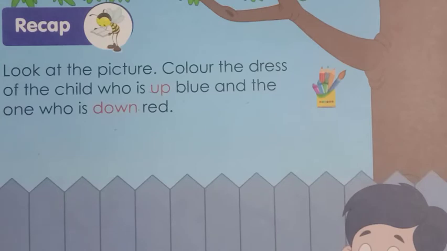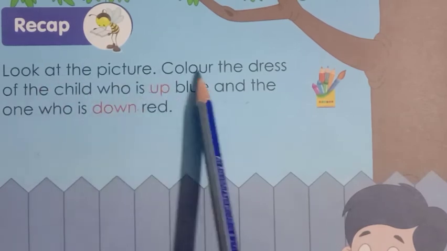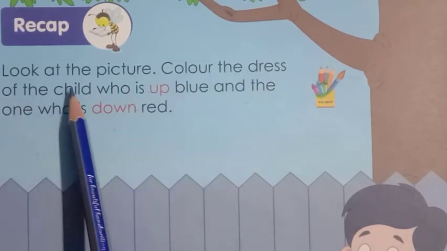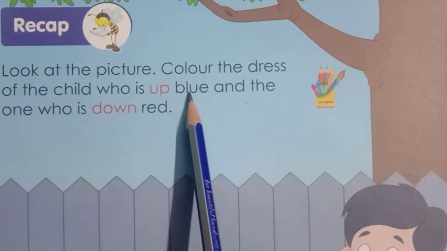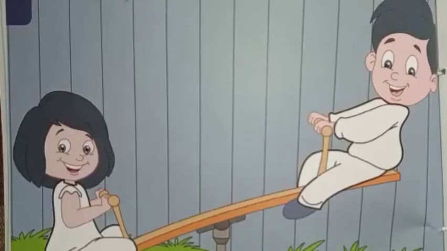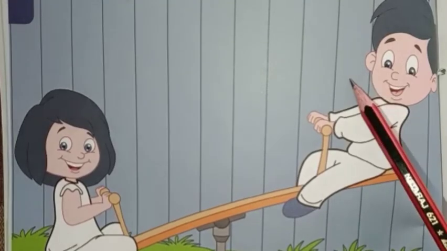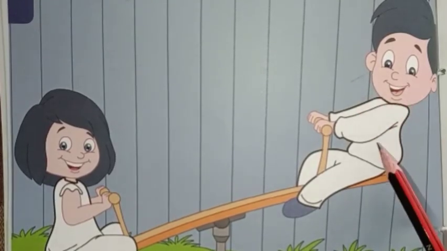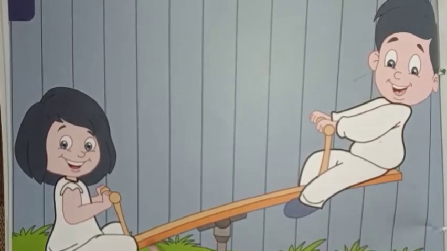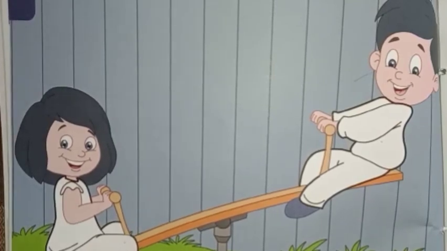Now we will do page number 30 in our book. Firstly we will read the heading. Look at the picture. Color the dress of the child who is up blue and the one who is down red. You can see 2 children are playing on the seesaw. The position of the boy is up and the girl's position is down.